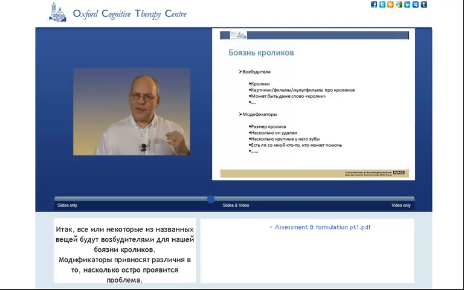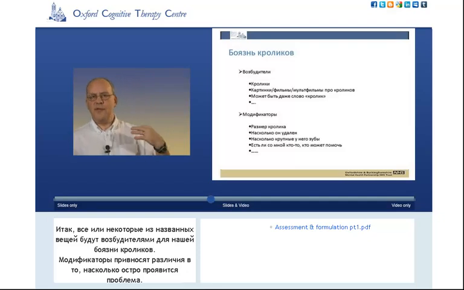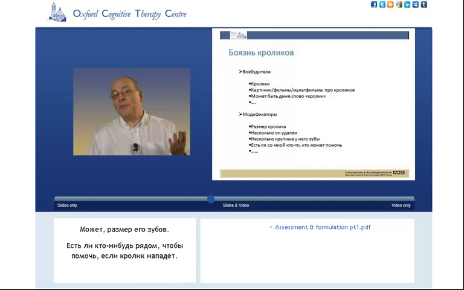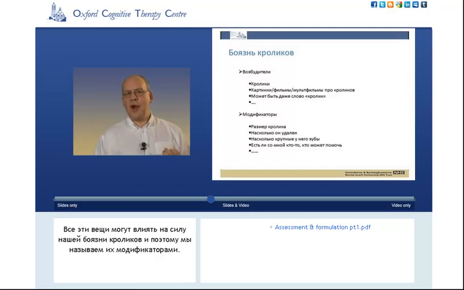Modifiers would be things that make a difference, given that the phobia has been triggered, to how severe it is. So, for example, perhaps the size of the rabbit might make a difference. Big rabbits may be more scary than small ones. How far away it is. Perhaps close rabbits are more fearful than distant rabbits. Perhaps how big its teeth are. Whether I'm with somebody who may be able to help me if the rabbit attacks me. All of these things may make a difference to our rabbit phobia, and therefore we'd call them modifiers.